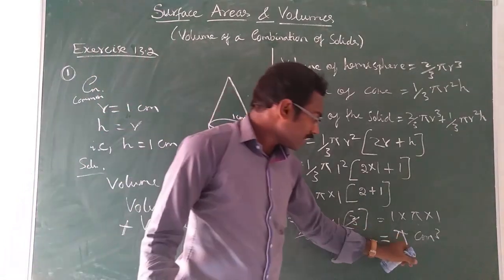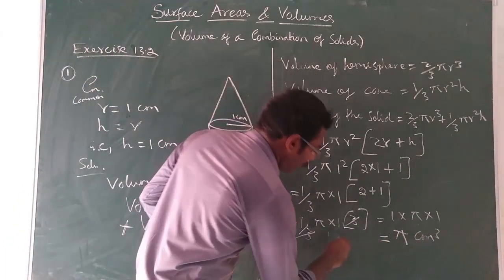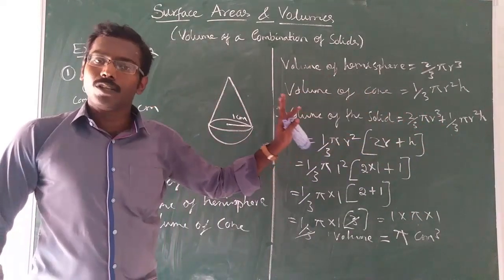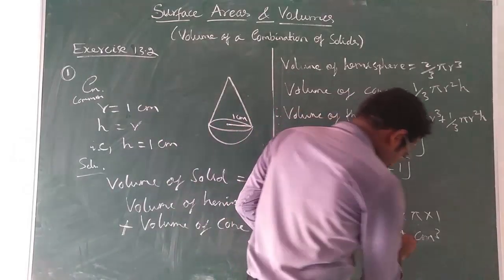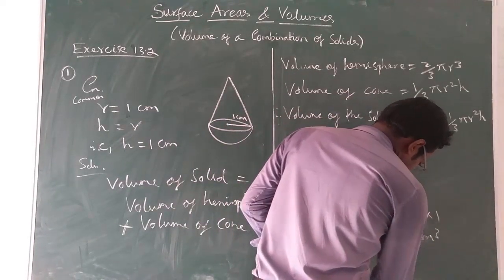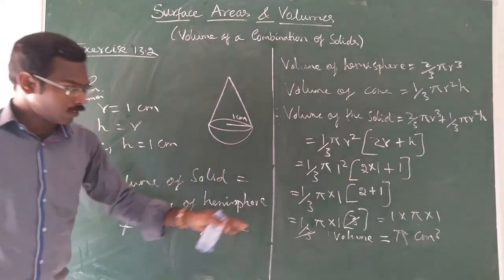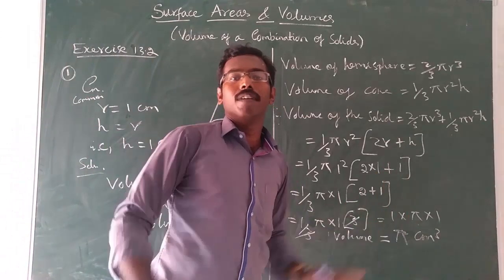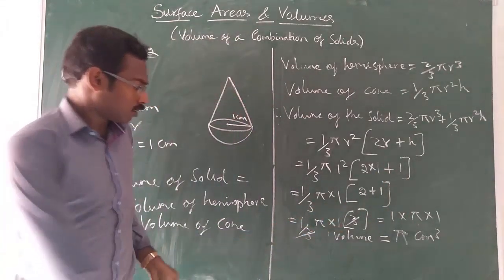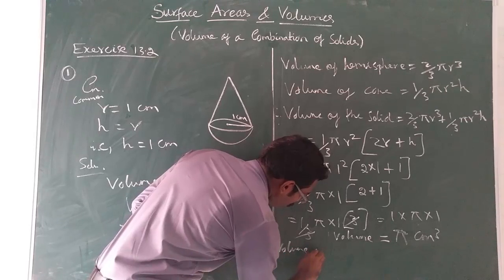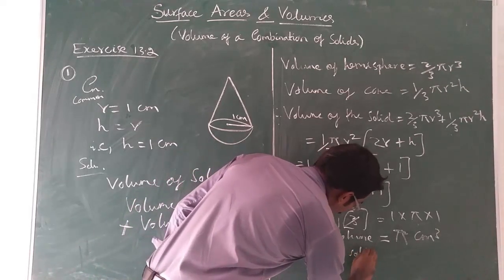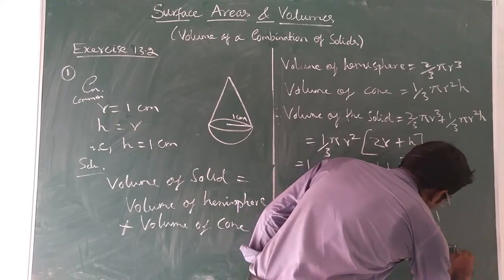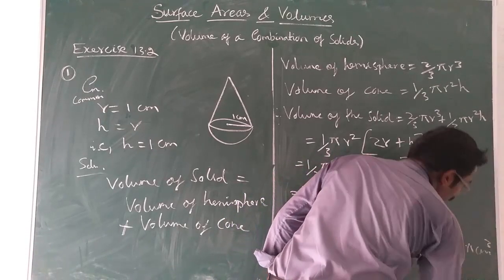reduced. Okay, so the answer in terms of pi, volume in terms of pi is pi centimeter cube. That's all. Keep it as such. No need to apply the values of pi. So the answer is pi centimeter cube. Finally, you can write a statement. The volume of the solid in terms of pi is pi centimeter cube. Understood or not? So let us write: volume of solid in terms of pi is pi centimeter cube.